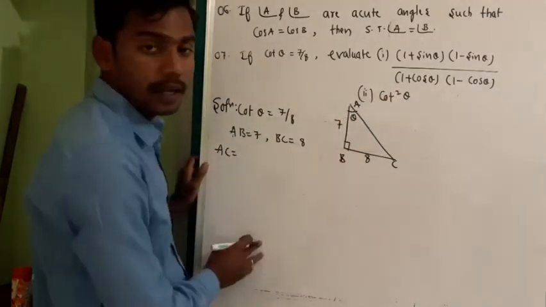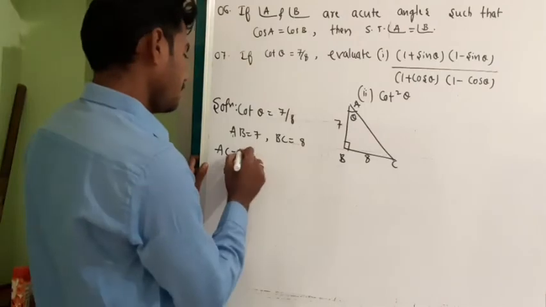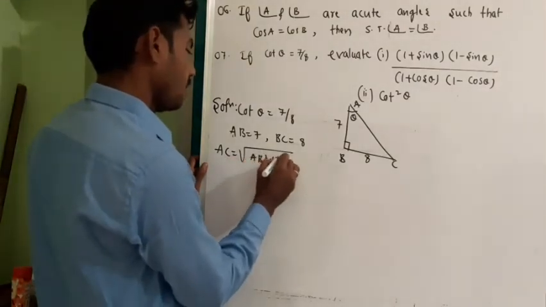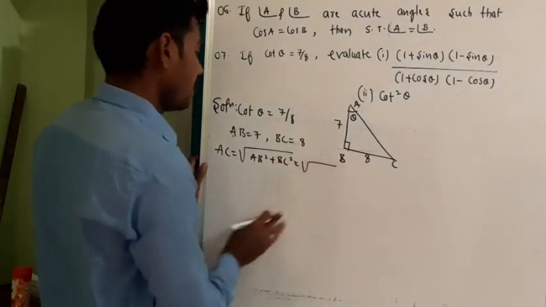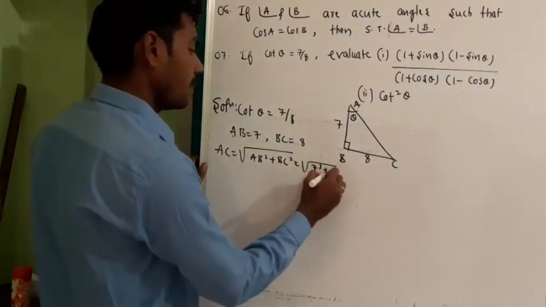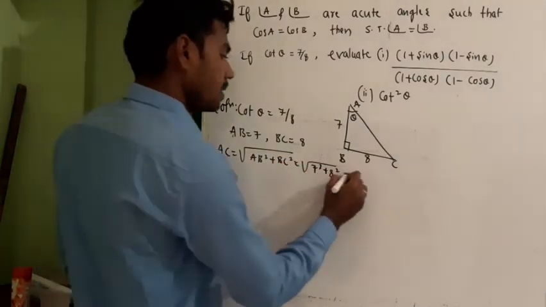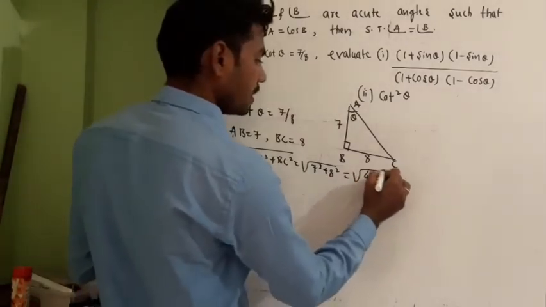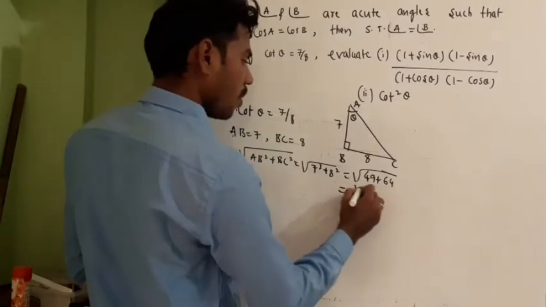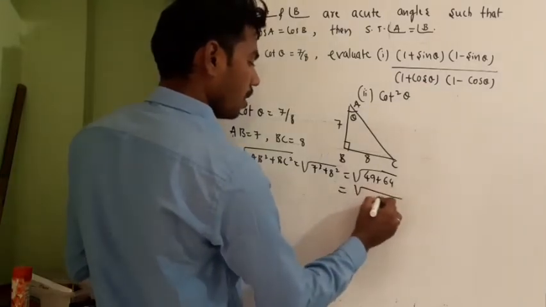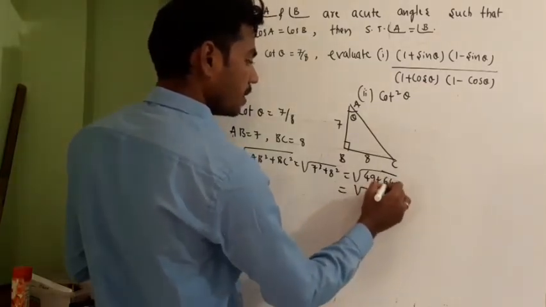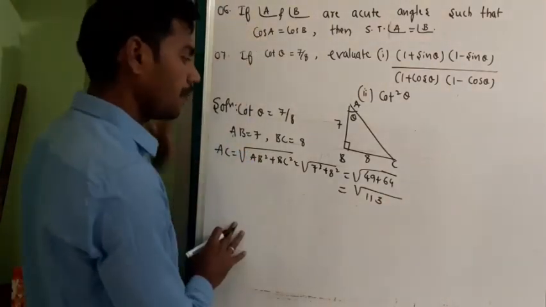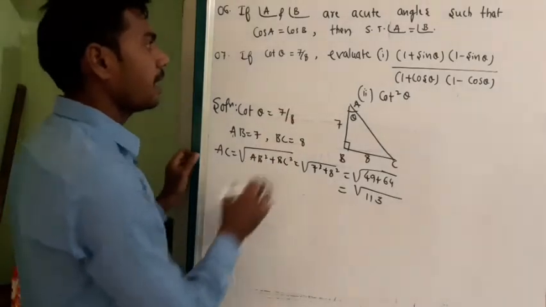So to find other ratios, AC is equal to square root of AB square plus BC square, which is equal to 7 square plus 8 square, right? What is 7 square? 7 square is nothing but 49. What is 8 square? This is nothing but 64. 49 plus 64: 9 plus 4 is 13, carry 1; 7 plus 4, 11. That is 113. Now what we need to do? We need to find other ratios.